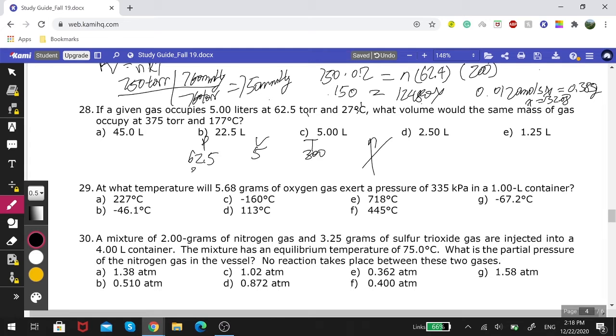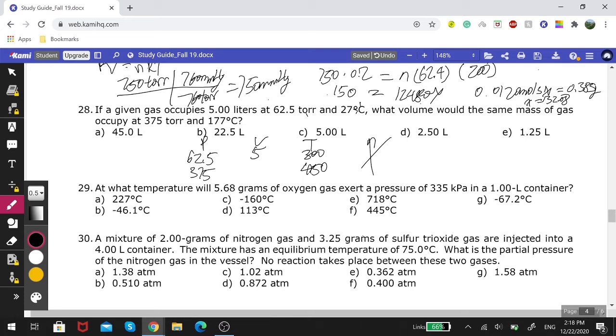So pressure increased a lot, and temperature also increased. 177 plus 273 is 450 Kelvin. So what is going on with V? First, let's take a look at temperature and volume only. Temperature and volume are directly proportional. So as temperature increases, volume will increase as well. So this time 450 will go on the top, 300 will go on the bottom.